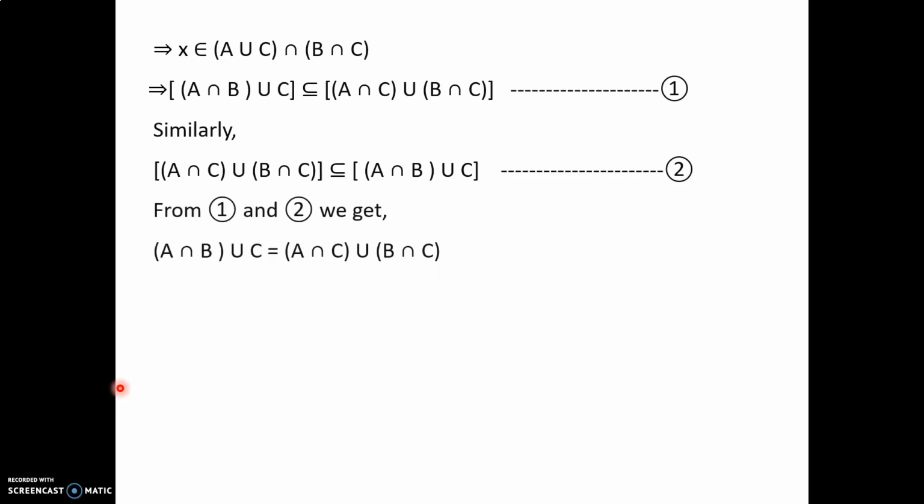And therefore, from these two equations 1 and 2, we can say that A intersection (B union C) is equal to (A intersection C) union (B intersection C).